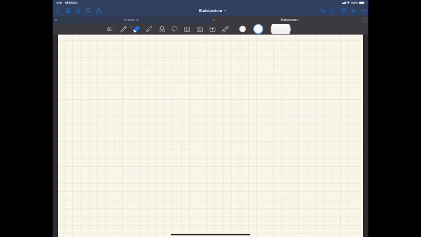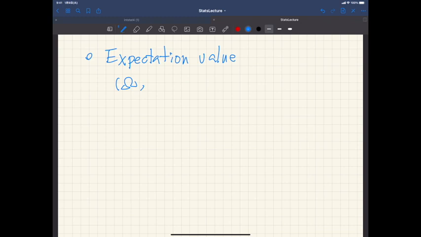Alright, today we are going to study the expectation values of random variables. Before introducing this concept, let's review what random variables are. So if we have a probability space, sample space, sigma algebra, and probability measure.